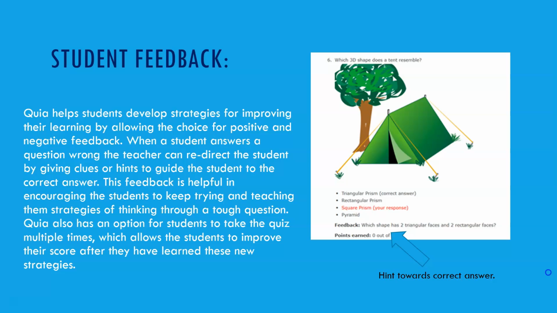Quia helps students develop strategies for improving their learning by allowing the choice for positive and negative feedback. When a student answers a question wrong, the teacher can redirect the student by giving clues or hints to guide the student to the correct answer. This feedback is helpful in encouraging the students to keep trying and teaching themselves strategies of thinking through a tough question. Quia also has an option for students to take the quiz multiple times, which allows the student to improve their score after they have learned new learning strategies.